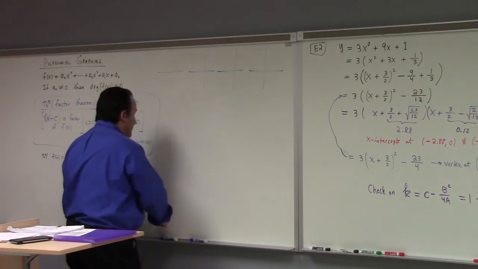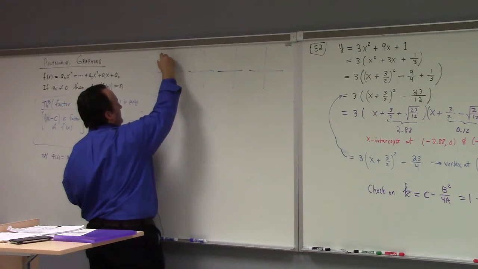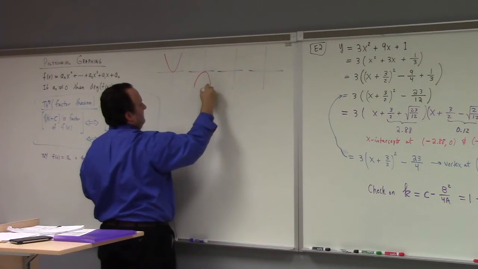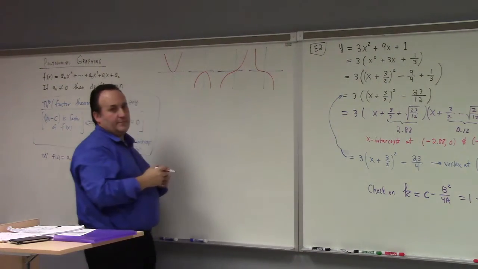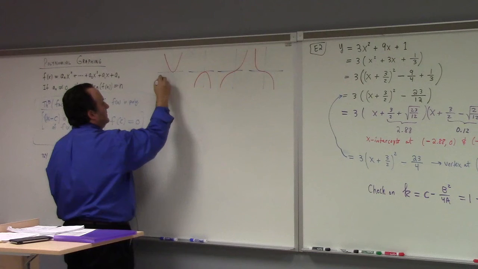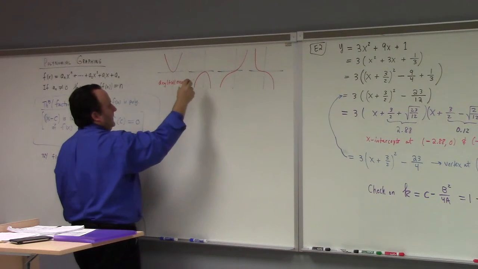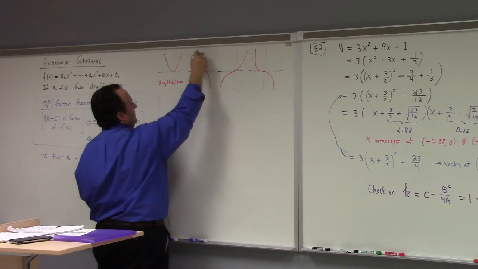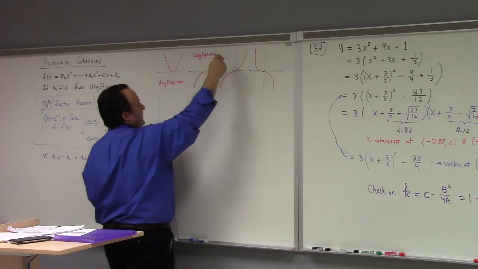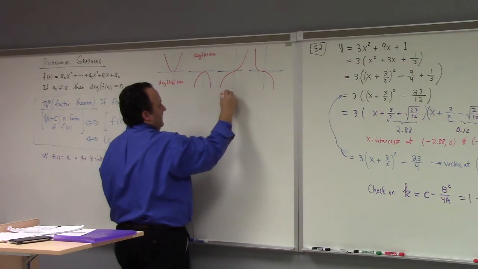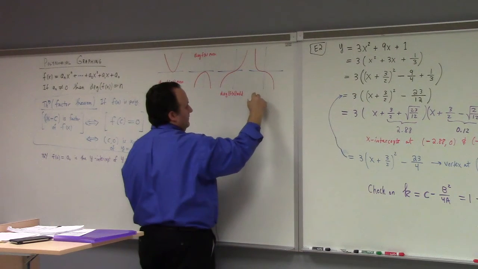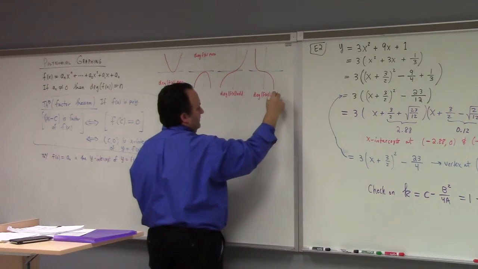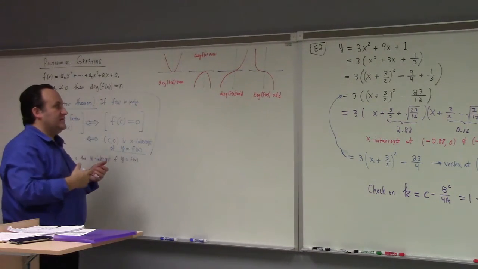I'll draw each one of them. So the one looks like this. It looks like that. It looks like this, or it looks like that. So here we have the degree of f of x even. Here also we have the degree of f of x even. Here we have the degree of f of x odd. And here we have the degree of f of x odd. All right, these are the 4 different cases.